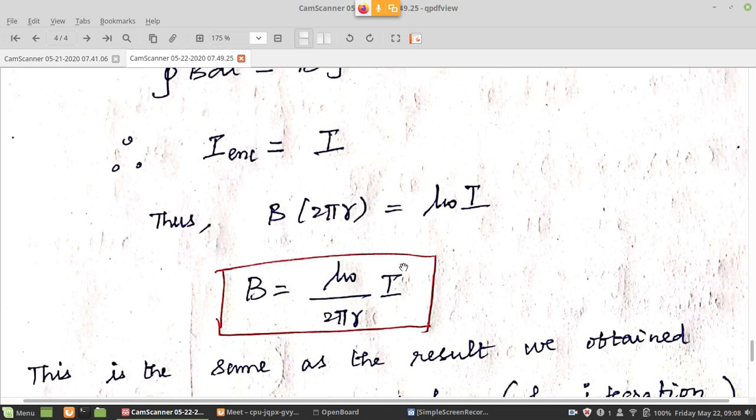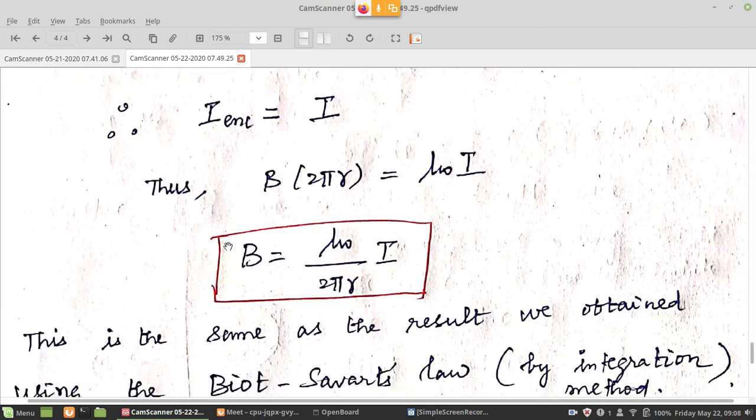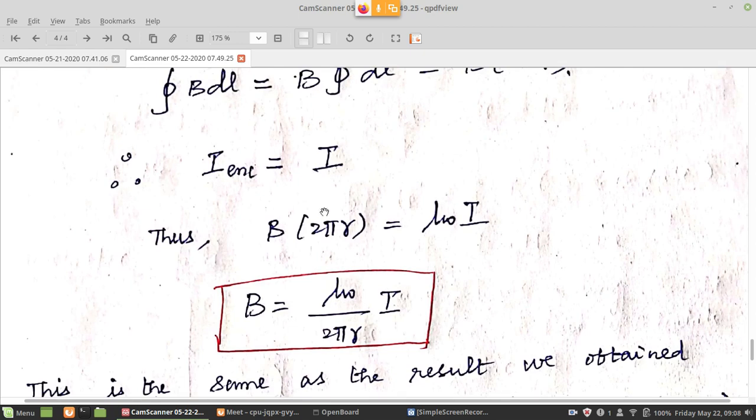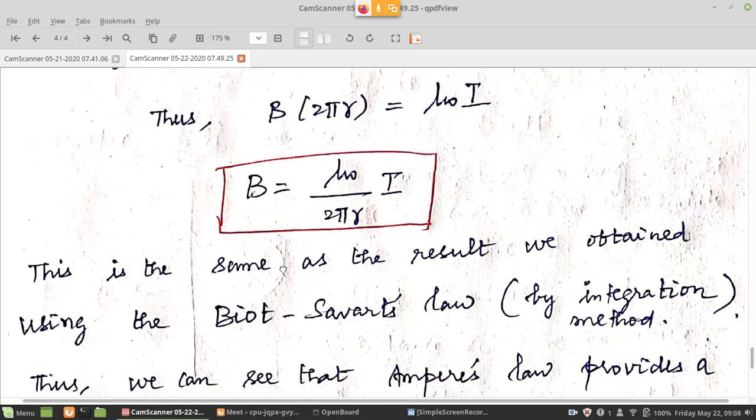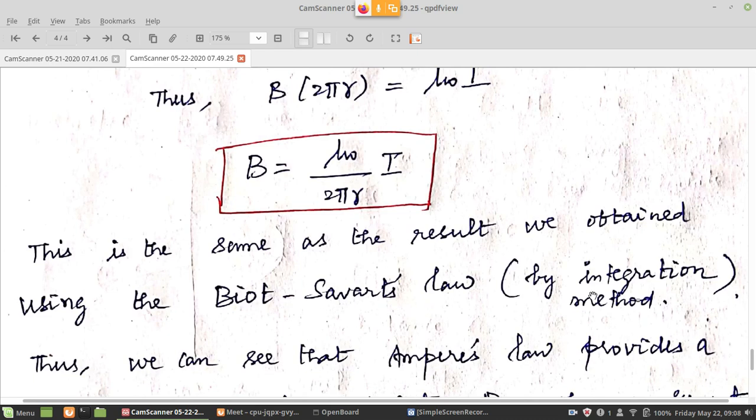Now you compare this result with the Biot-Savart law result. I think everybody must have by now made the table also. Yesterday I sent the table also. Please follow that model and try to make the table if you have not done it already. There, if you check the result for a straight wire using Biot-Savart law, we have derived the same result. Now you see it is only 2 steps here. In 2 steps we are able to get the same result that we got using Biot-Savart law by integration.